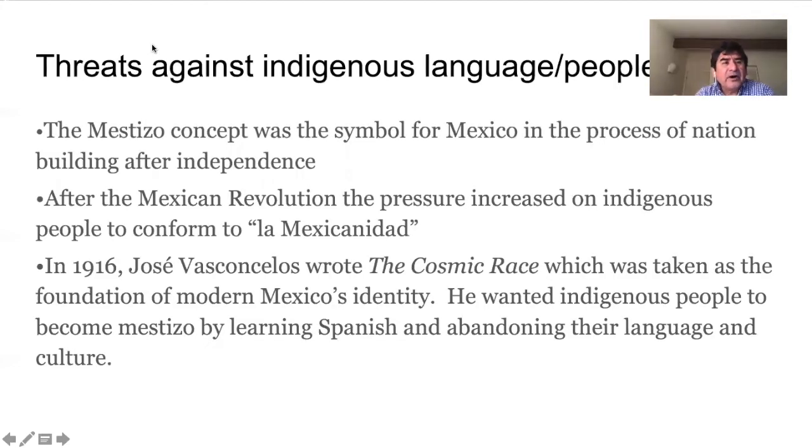So why are some of these languages disappearing? I think the threat against indigenous languages and people needs to be understood in the historical context since the foundation of Mexico as a nation state. Pretty early on, right after the revolution, a lot of intellectuals, the elite, and politicians saw that they had to face what they called the Indian problem.